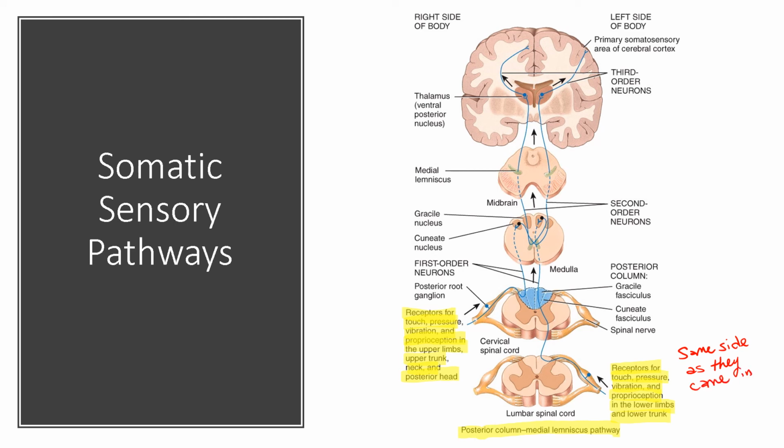So they will ascend all the way up to the medulla on the same side. Now the cell bodies of these first order neurons are found in the posterior root ganglion of the spinal nerve. So we can see the lower limbs and lower trunk, or the nerves from there, have their cell bodies in the posterior root there and the posterior root here. And these are just different areas of the spinal cord. So here is just the lumbar spinal cord, and up here, the axons coming from upper parts of the body come into the cervical spinal cord.